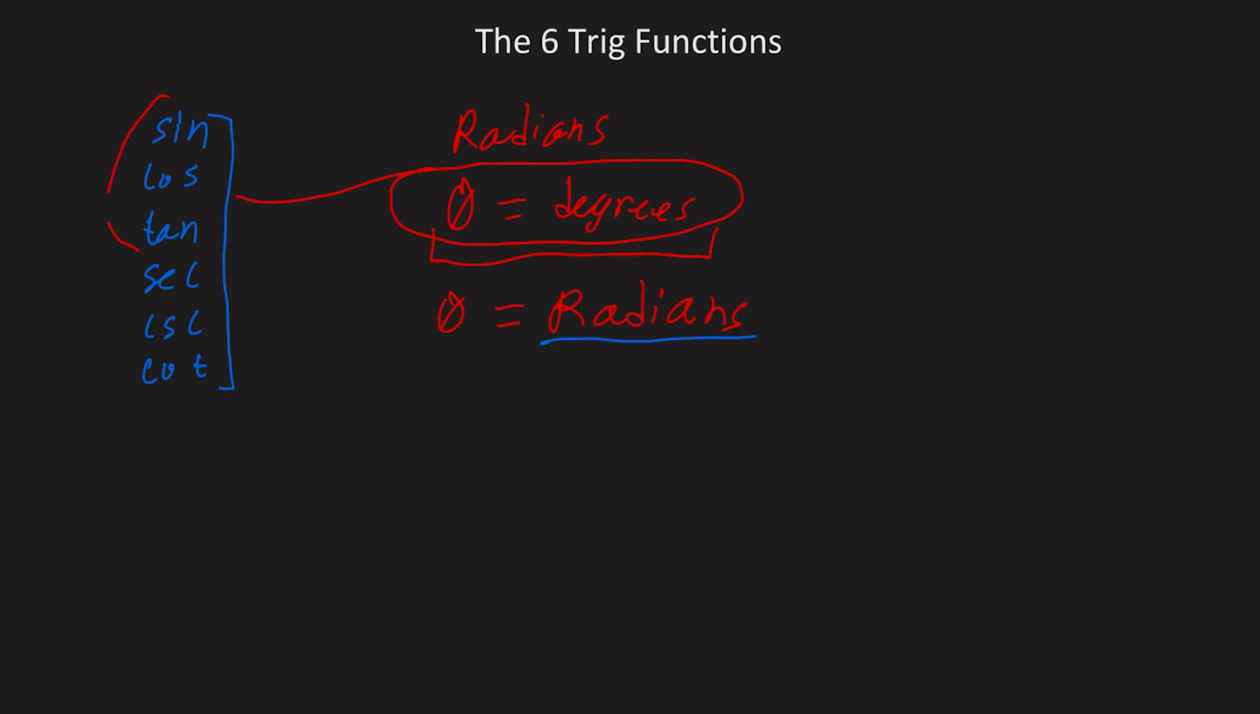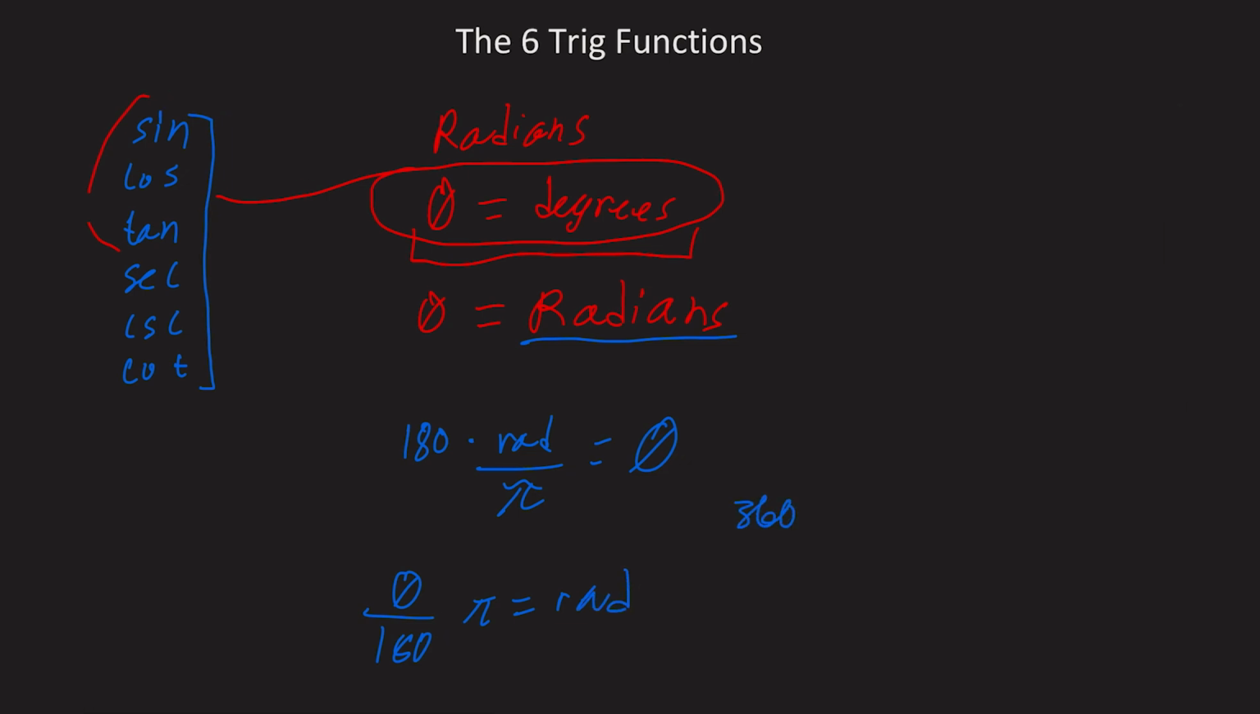So the way we convert between these two is that 180 times your radian value divided by pi equals your angle value. And in the same sense, your angle value divided by 180 times pi equals your radian value. So if there are 360 degrees in a circle, that therefore means by this equation that there is 2 pi radians in a circle. Okay, and we are going to be interpreting with respect to this.